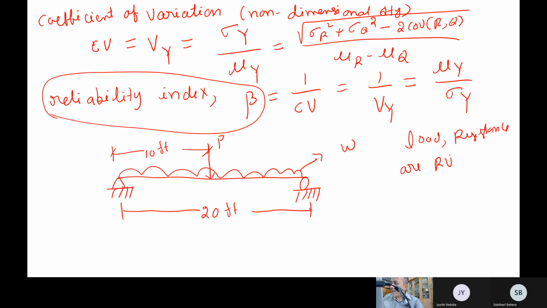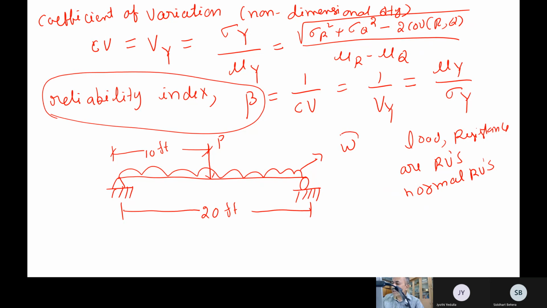So they are all random variables, and let us say we assume that they are all normal random variables. The advantage of a normal random variable is that only the mean and standard deviation are sufficient to know the entire thing about it. Now we define, so the details have been given.